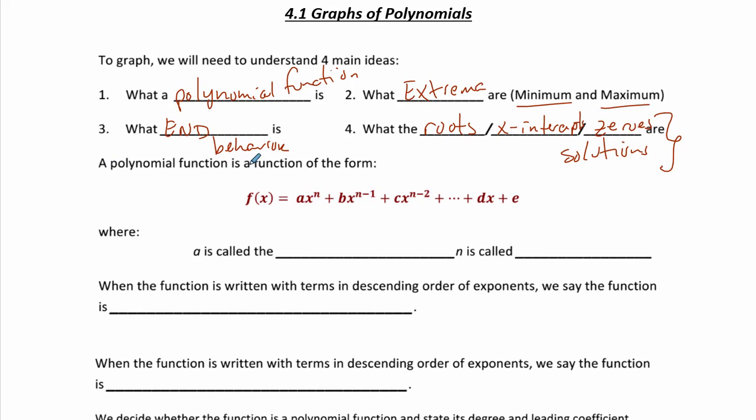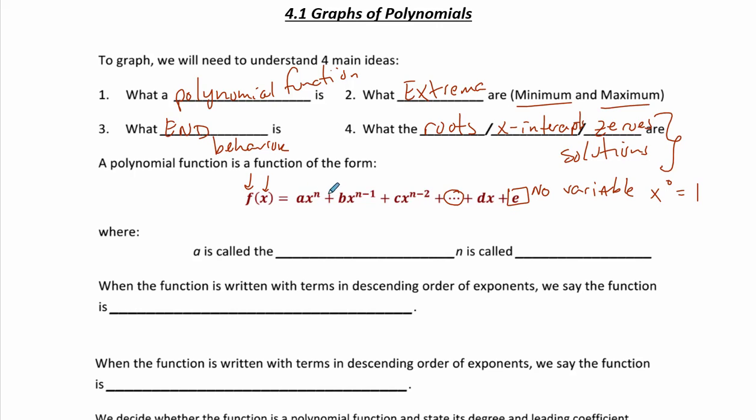So now let's get into what a polynomial function actually is. A polynomial function is a function of this form: f of x, where f is the name of the function and x is the variable in the problem. It says ax to the n plus bx to the n minus 1, and so on and so on. These dots mean it goes on until we get to a number at the end that has no variable. Technically, it does have a variable, it's really x to the 0 power, but anything to the 0 power is 1, so there's no variable that needs to be written.